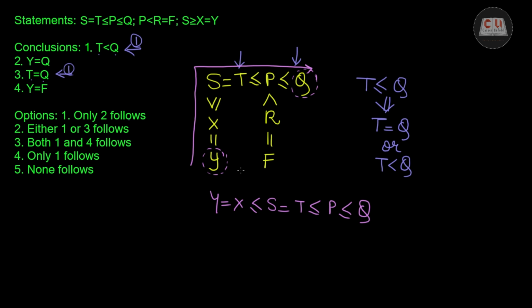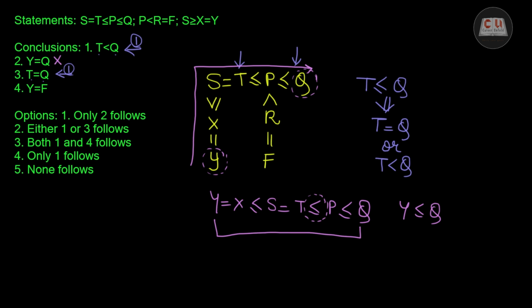So practice as much as you can to visually see what is the relation between two entities which are far off from each other. Okay, so between Y and Q, we see all the symbols are facing in one direction. So which has the highest priority out of these? Y less than equal to Q should be the correct conclusion. But what is given in the option? Y is equal to Q, which is incorrect.